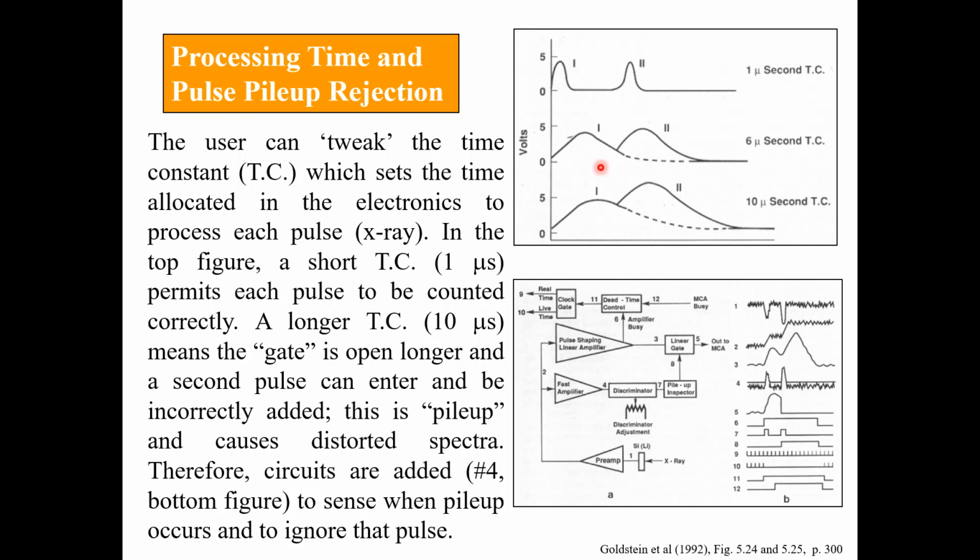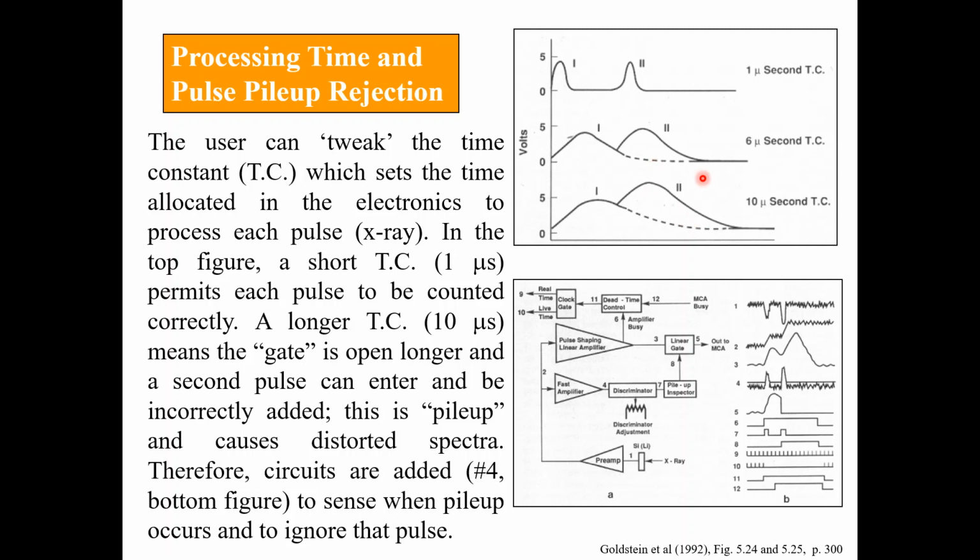Against the voltage. Here along the y-axis you see the voltage, and along the x-axis you see the time intervals. And here you have the setup for the signal. So the user can tweak the time constants, which in short we call the TC, which set the time allocated to the electronics to process each pulse, that is along the x.